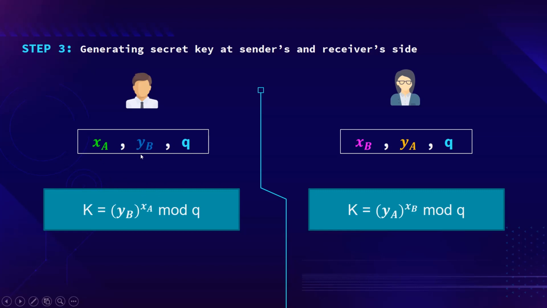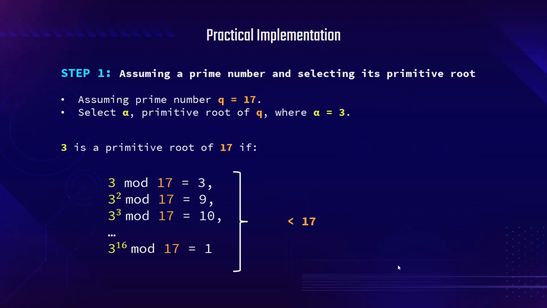Now why does this happen? If we see, K is calculated using YB: alpha raised to power XB, and this raised to power XA mod q gives K. And similarly, K is calculated as alpha raised to power XA, and this raised to power XB mod q. So basically, due to this they will always generate the same common key, that is K, using this formula. Okay, now let us see the practical implementation of this.